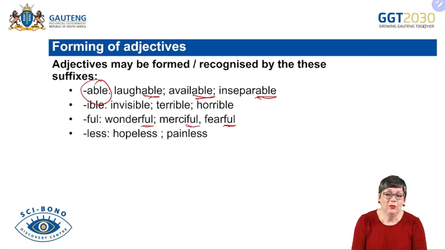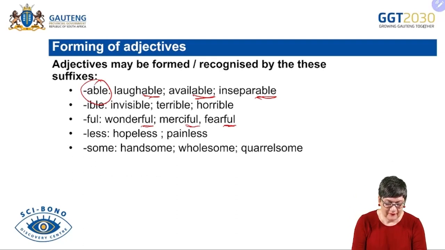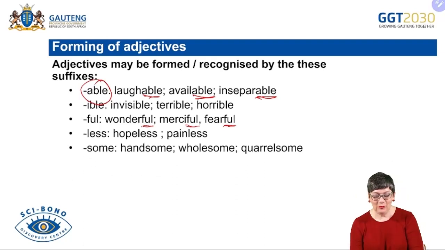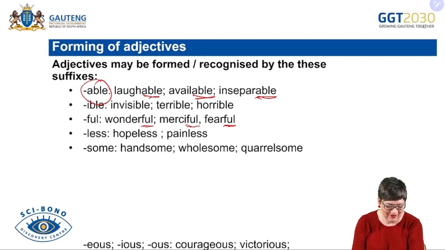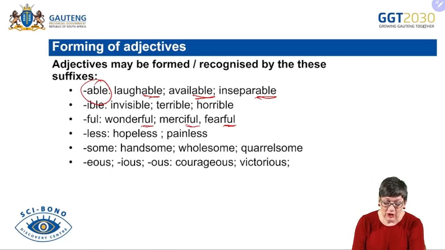Less. So we've got words like hopeless and painless. That little word less means without. So if you can identify that, you know we're working with an adjective. Some: handsome, wholesome, quarrelsome. There's another one, ous: courageous, victorious. You have to look at the spelling there. Now, these become quite difficult. Instantaneous, look at that spelling, and dangerous.